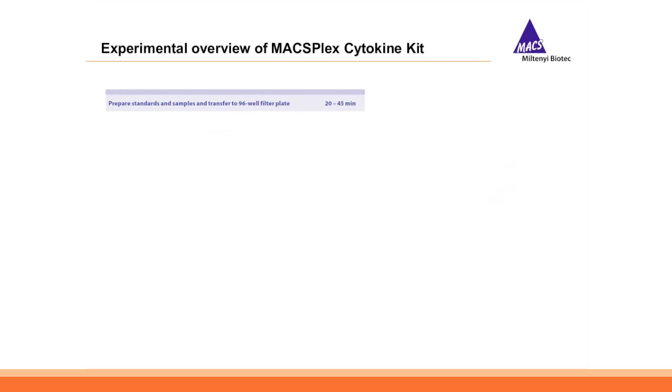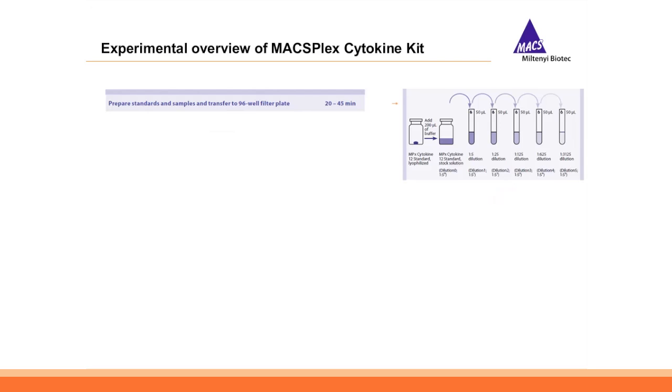So what's the experimental overview of our kits? First, you start with the preparation of the standards and the samples and transfer everything to the filter plate. As I mentioned before, your standard is this MACSPlex Cytokine pellet. You add 200 microliter of buffer to reconstitute the cytokine pellet and then get your stock solution with known cytokine concentrations.